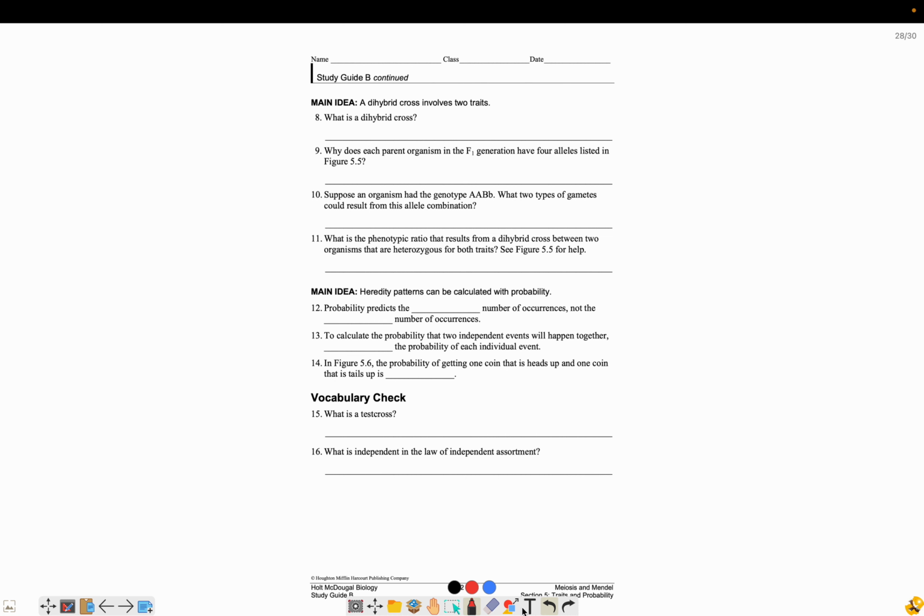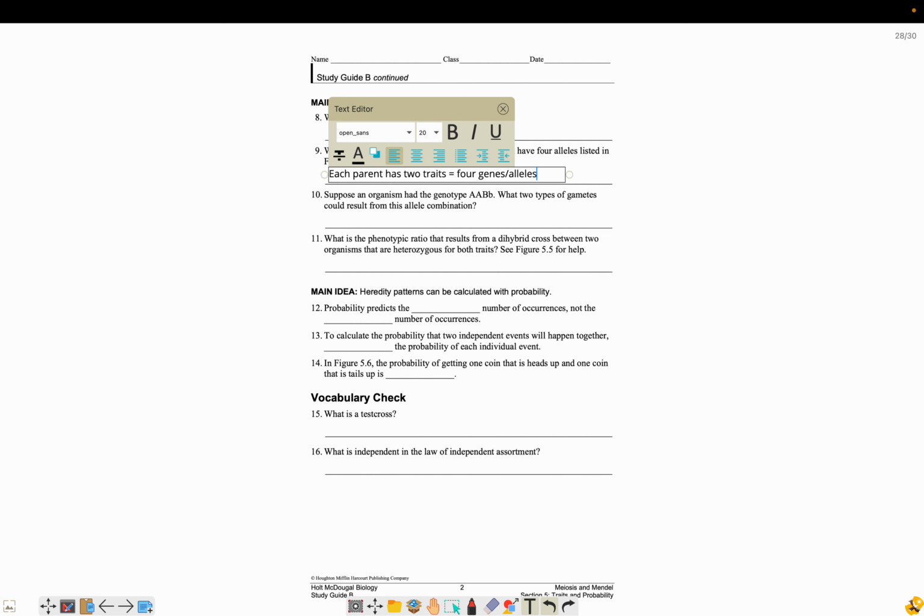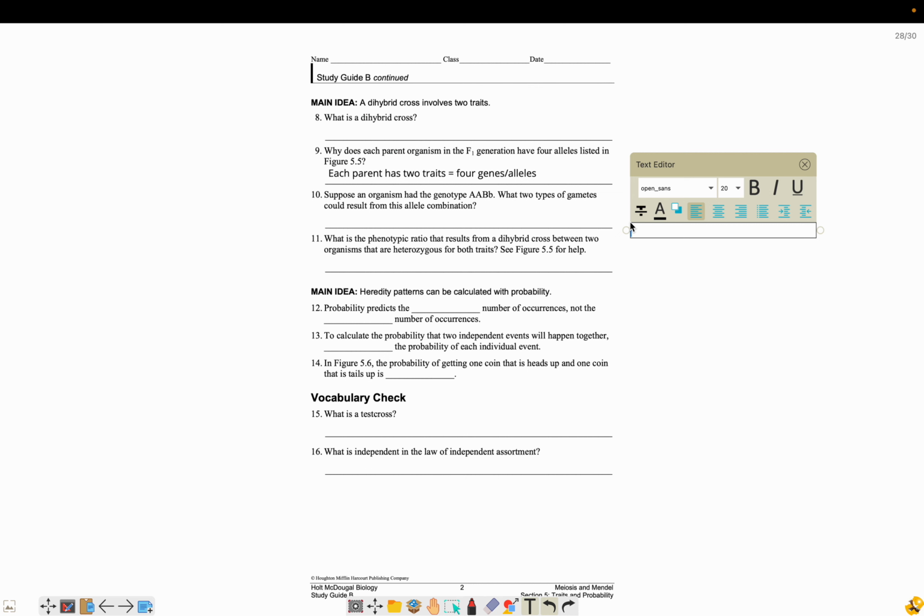So I'll type it out. So 2 traits, which equals 4 genes. Remember, an allele is a different form of a gene. There we go. All right, so suppose the organism had the genotype big A, big B, little b.